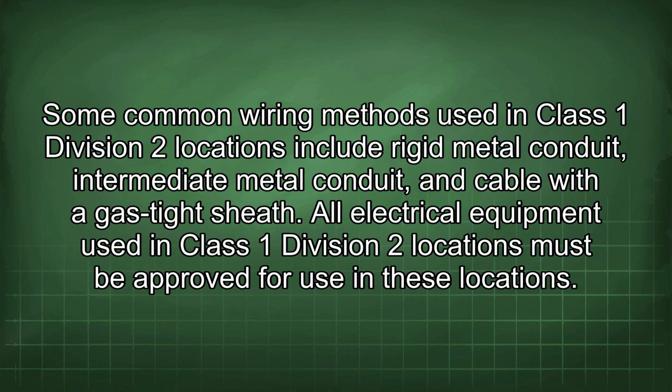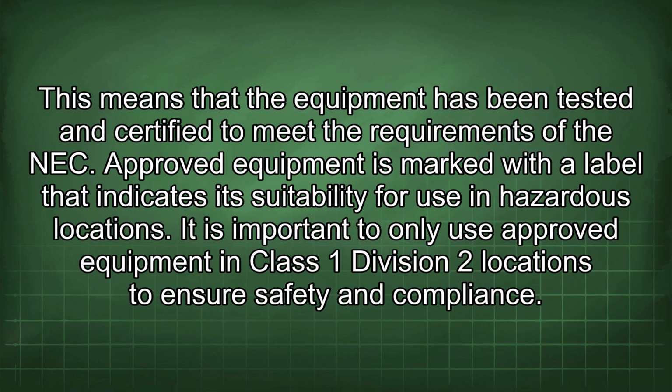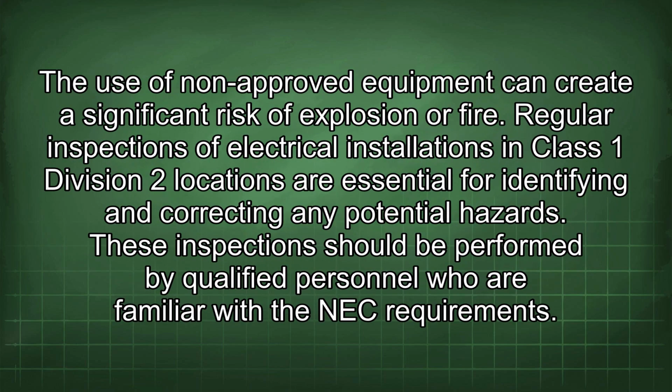All electrical equipment used in Class 1 Division 2 locations must be approved for use in these locations. This means that the equipment has been tested and certified to meet the requirements of the NEC. Approved equipment is marked with a label that indicates its suitability for use in hazardous locations. It is important to only use approved equipment in Class 1 Division 2 locations to ensure safety and compliance. The use of non-approved equipment can create a significant risk of explosion or fire.